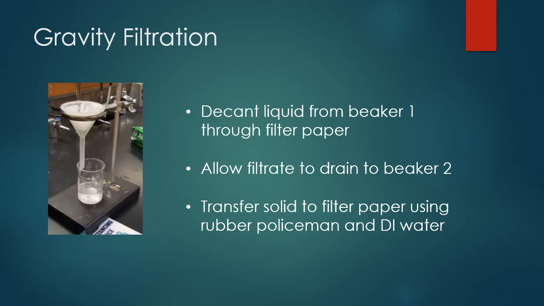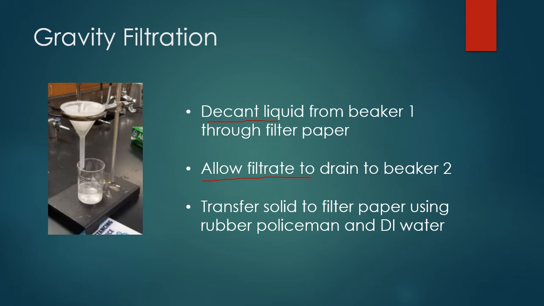So here's the gravity filtration. How do we do it? We want to decant the liquid from beaker 1. What decant means is we're going to slowly pour off the liquid. The reason that we let it sit and settle for a few minutes is because we don't want to put the solid sand on the filter paper first, because it's going to clog the filter paper, and this gravity filtration is going to take forever. It's not going to allow the aqueous sodium chloride solution to flow through. So we want to get as much of that aqueous sodium chloride solution to flow through as possible before we start putting the sand in the filter paper. So we allow the filtrate, sodium chloride solution, to drain into beaker 2.